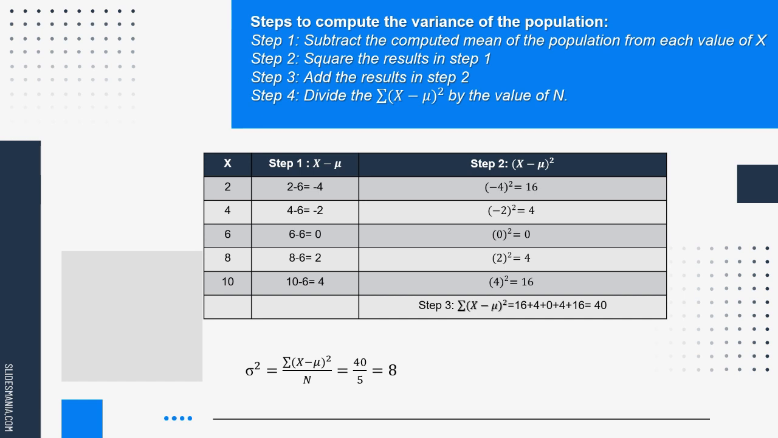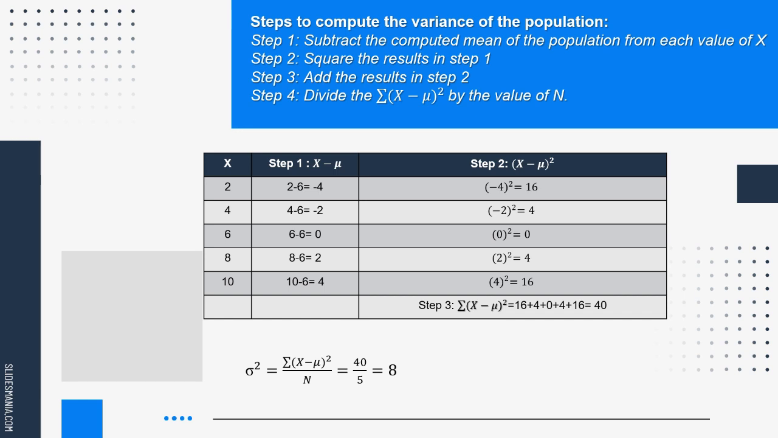For the first line, that is negative 4 squared, that is equal to 16. For the second line, that is negative 2 squared, that is equal to 4. For the third line, that is 0 squared, that is equal to 0. For the fourth line, that is 2 squared is equal to 4. And for the last line, that is 4 squared is equal to 16.